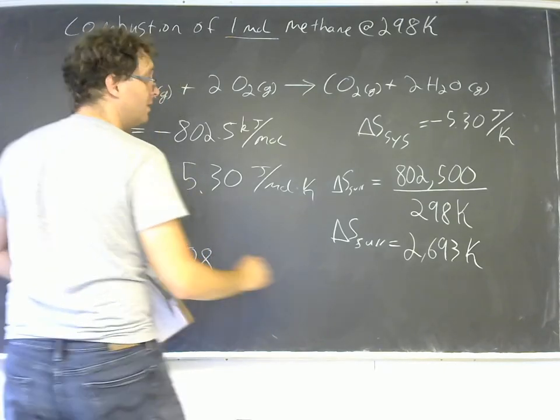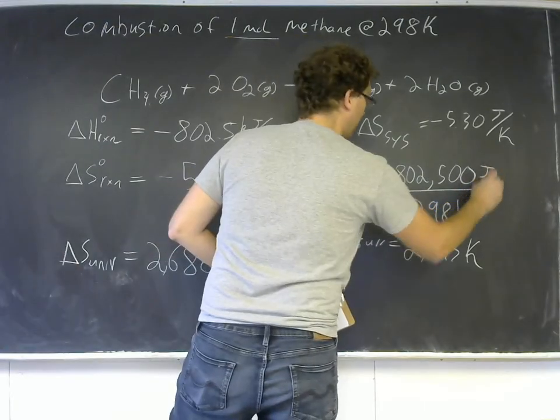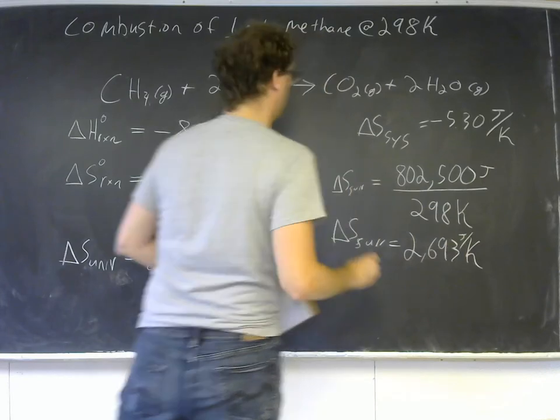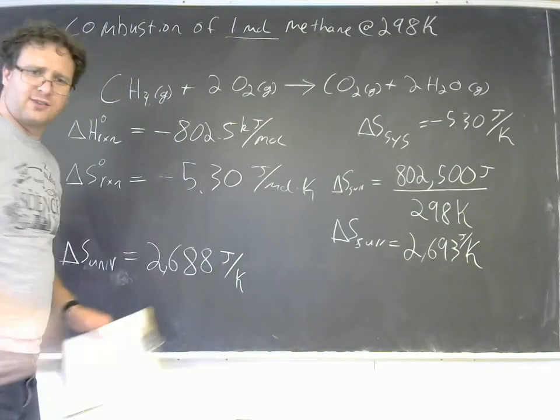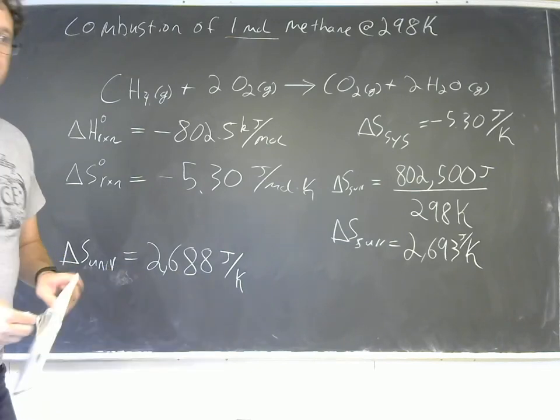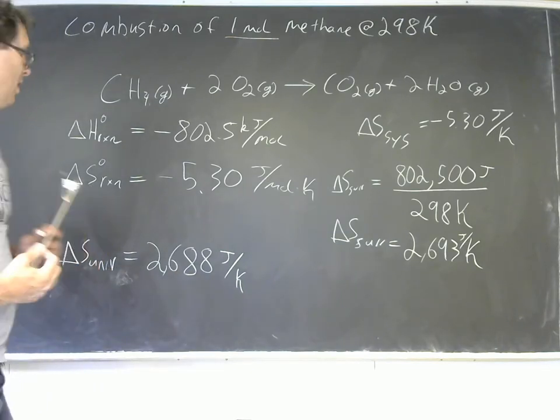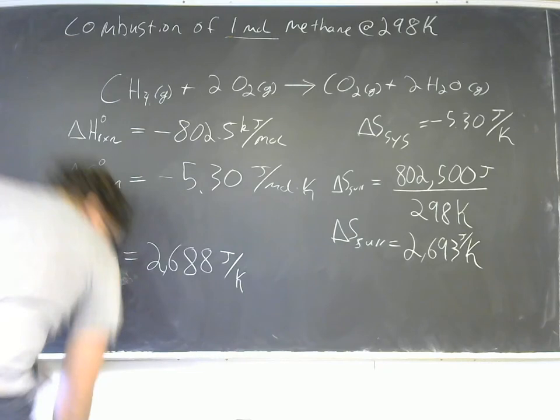So we get 2,688 joules per Kelvin. And we see that this is indeed greater than or equal to 0. The second law of thermodynamics has been obeyed. Let's look at one more example.